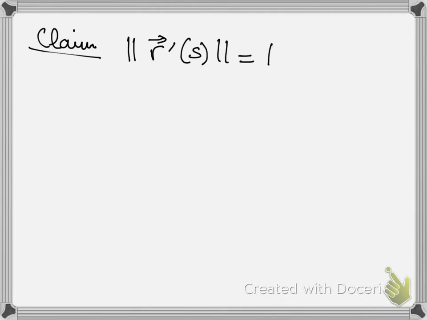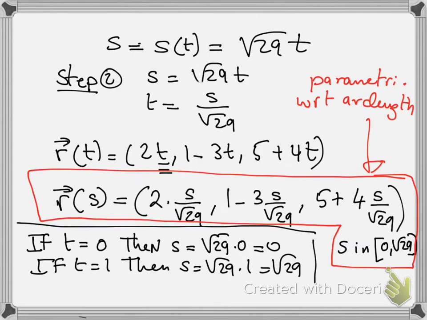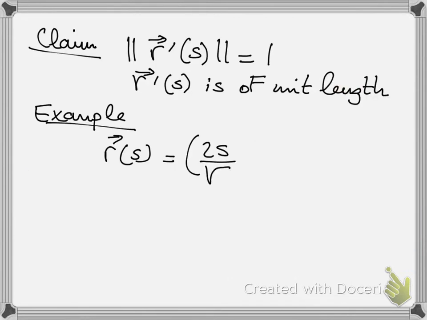Okay, let me just say one thing, guys. An interesting thing about this parameterization with respect to the arc length: I claim, and you can find the proof in the lecture notes, that the length of r prime of s is always equal to 1. So r prime of s is of unit length. For example, we said our r of s was 2s over square root of 29, 1 minus 3s over square root of 29, and then 5 plus 4s over square root of 29.